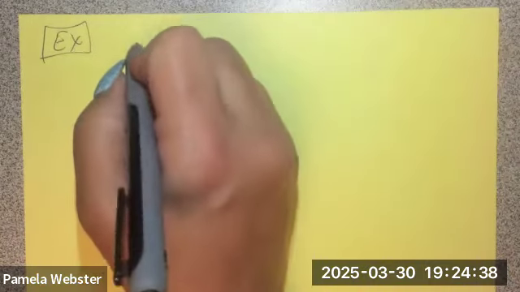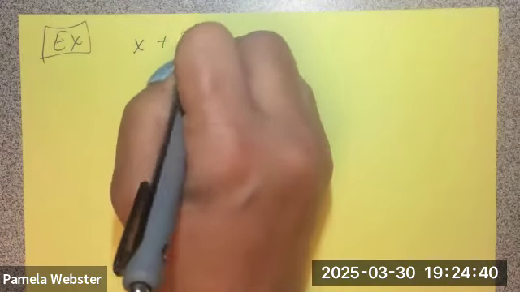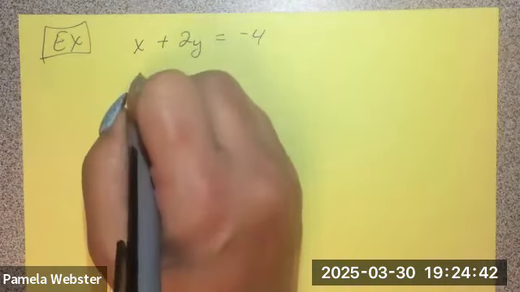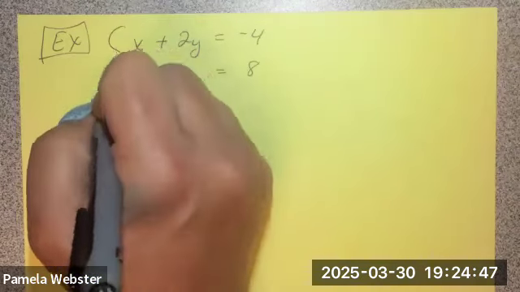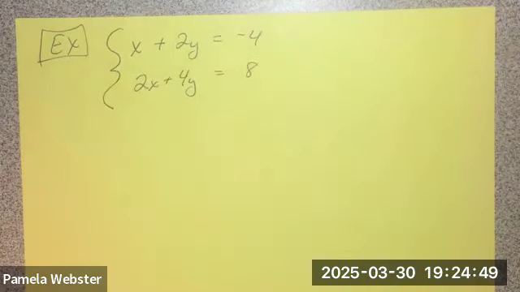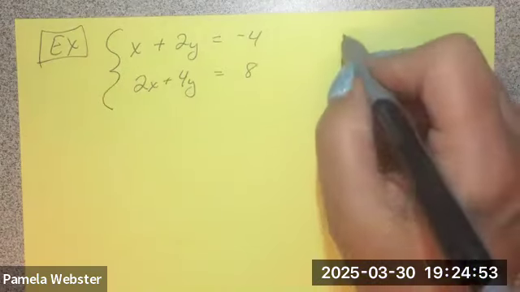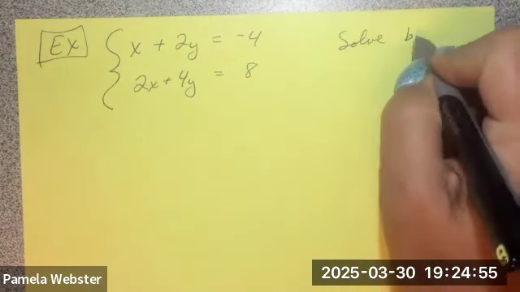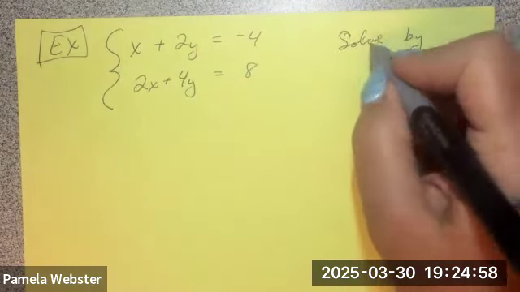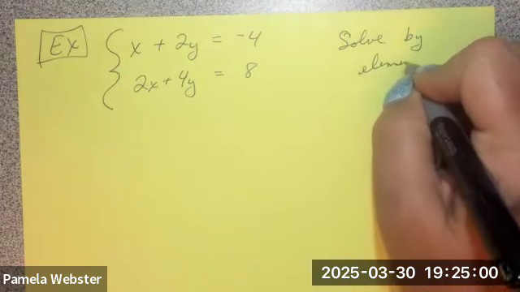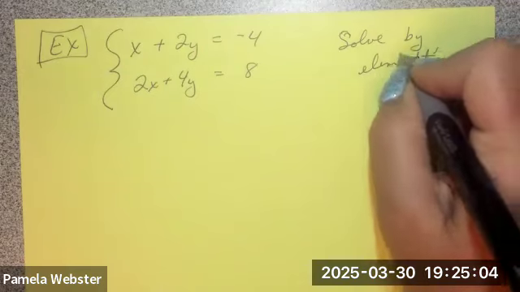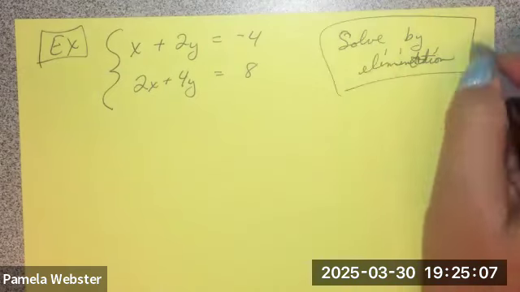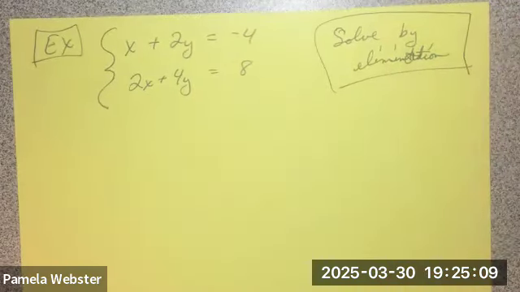Okay, let's go back and do this problem. x plus 2y equals -4. 2x plus 4y equals 8. Okay, we already solved this one. This was one of our special cases, but I want you to see what it looks like when we solve by elimination. And it also works with substitution, but I don't use substitution that much. I use elimination a lot more. And so I just want you to see it so you'll be like, oh, that's what's going on.